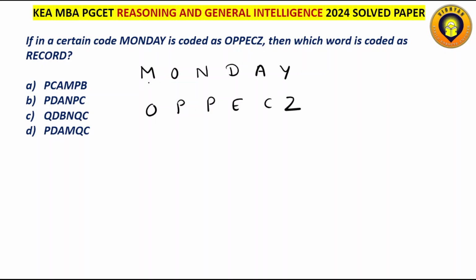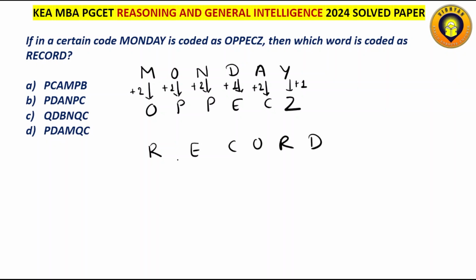Now if you observe this carefully, this is MNO, which is plus 2, OP, which is plus 1, NOP, again it is a plus 2, DE, which is the next letter, therefore plus 1, ABC, so it is plus 2, YZ, it is plus 1. So it is plus 2, plus 1, plus 2, plus 1, plus 2, plus 1. Let us find the code word for record now using this. Now if you do plus 2, RST, but if you see the options, there is no T in the given options, right? So that means this logic will not follow.